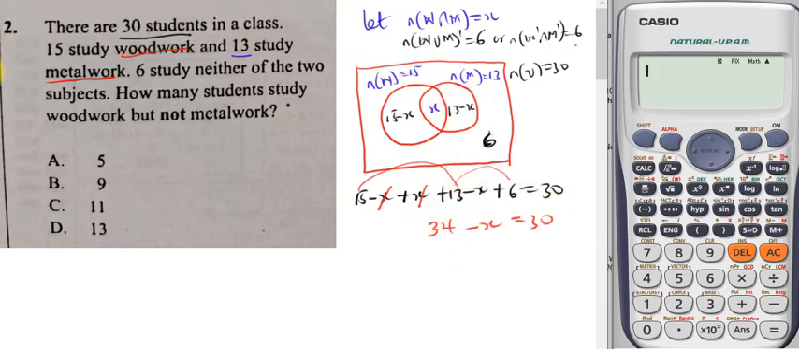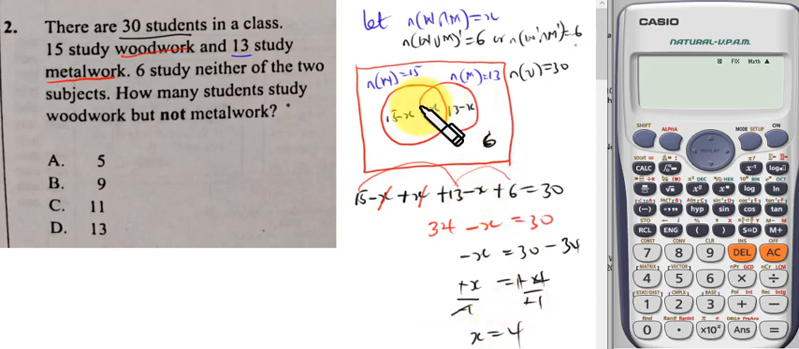So I'm going to find x here, and to do that I have to subtract 34 from both sides of the equal sign. So I'm going to have negative x equals 30 minus 34, and that's going to be negative x equals negative 4. So I will divide both sides by negative 1 because I want to make x the subject, so that will give me x to be positive 4. So that means the number of students who study both woodwork and metalwork is 4.